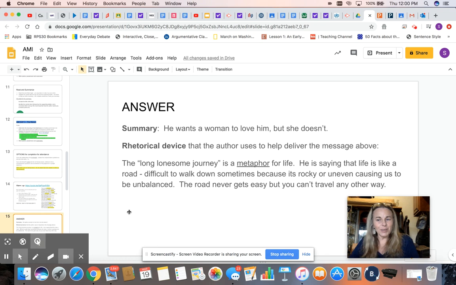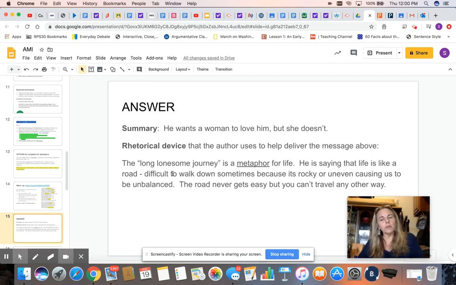Tiny Teacher's back. And if we were going to talk about one of the rhetorical devices that Fats Domino used in his song to convey that very claim to you, it is the metaphor. When he calls life a long, lonesome journey, he's saying that it is like a road. A road's not perfect. It's bumpy. It's sometimes very hard to walk on or traverse. And so that's the metaphor.